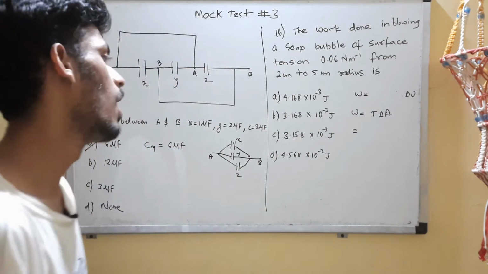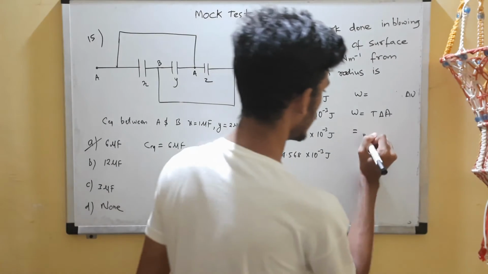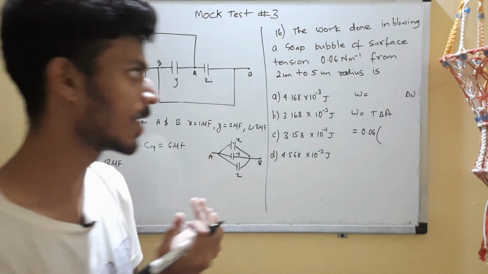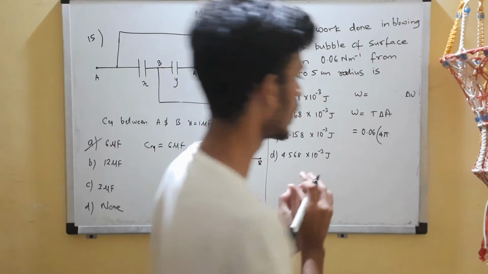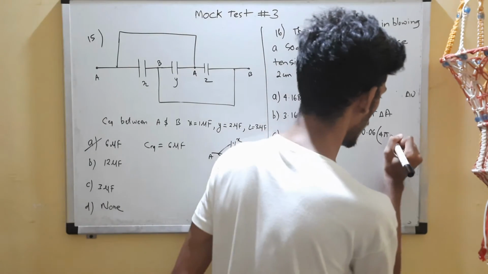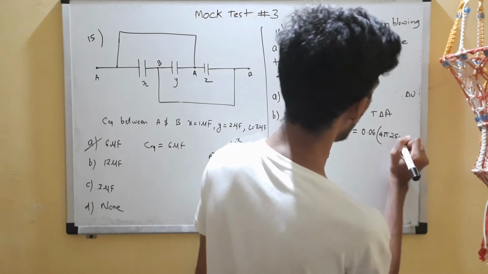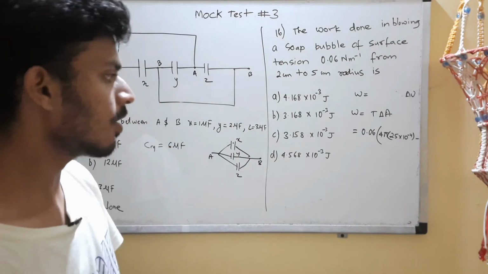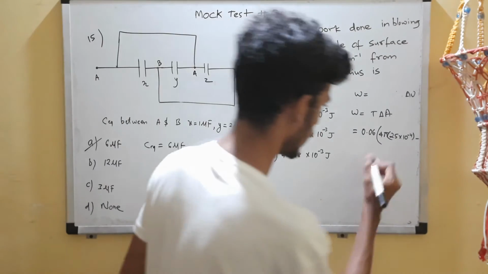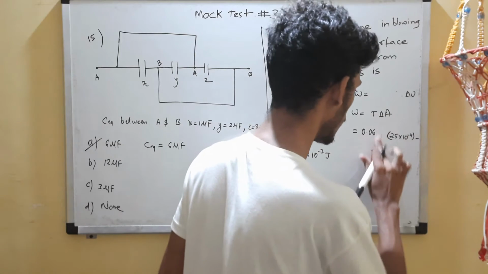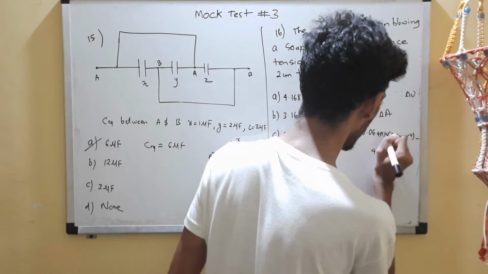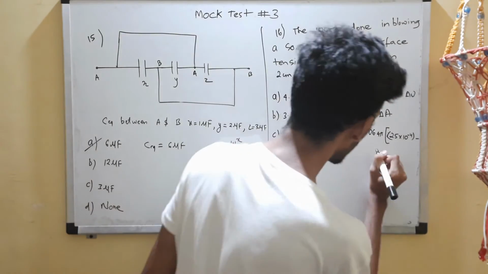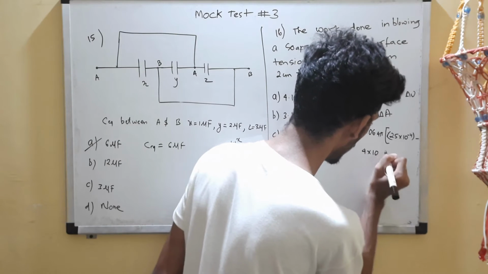So now the surface tension remains the same. There is a change in area, right? Area is the surface area of your soap bubble. So it will be 4 pi r square, the final radius, which is 5 centimeters squared, so 25 into 10 to the power minus 4. That also I'll have to write minus 4 pi r square, the initial radius. So I can actually take 4 pi common first, and r square minus this r square, right? So 2 square, which is 4 into 10 to the power minus 4.